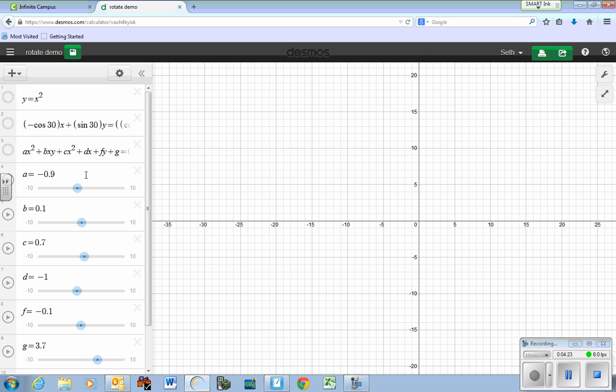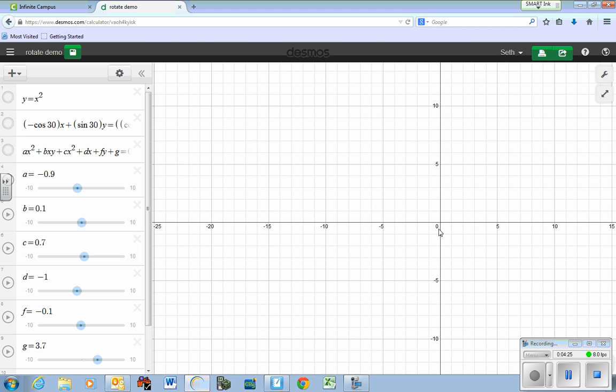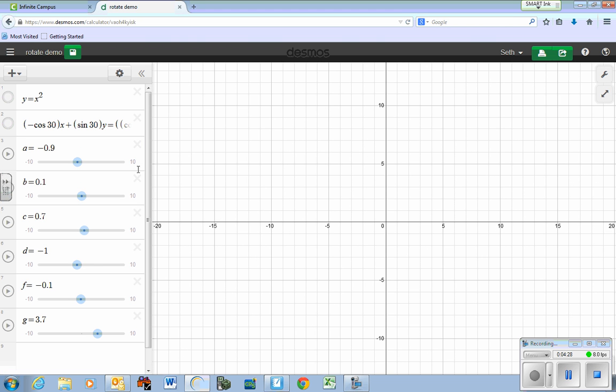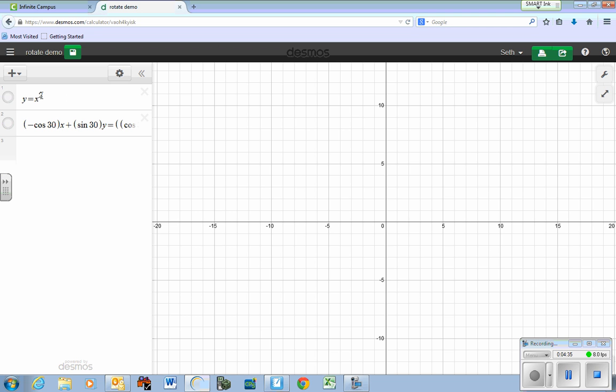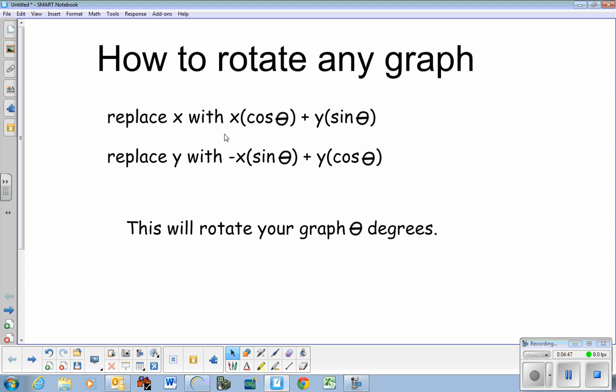Let's get rid of this graph and let's practice her formula. Get rid of all these old sliders. I want to practice on a simple graph like y equals x squared. This is something I might have learned at some point in my life, but it's been way too long for me to remember it, so I'm thankful she did this. Remember her formula. We're going to replace x with x cosine theta plus y sine theta, and y with negative x sine theta plus y cosine theta.